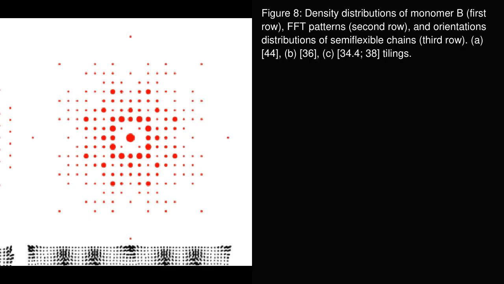The FFT patterns reveal the underlying symmetry of each morphology in reciprocal space, confirming the ordered structure. The orientation distributions demonstrate the semi-flexible block alignment within these patterns. Together, the results indicate the numerical algorithm's ability to capture intricate, higher-dimensional self-assembled morphologies with molecular orientation information, which is crucial for understanding material properties.